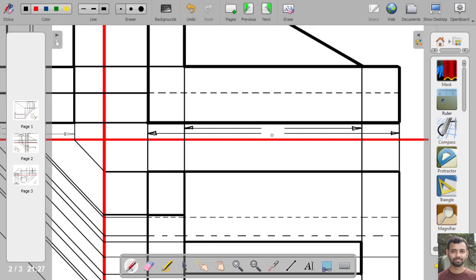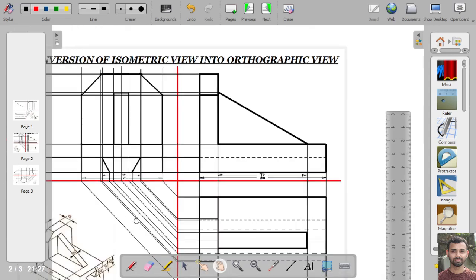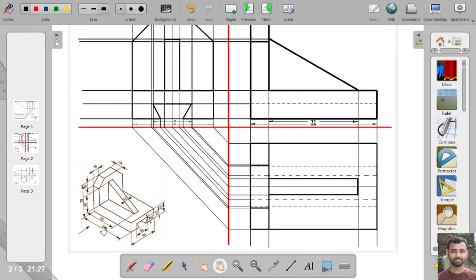So this one will be 100, this one will be 70. Okay, so this dimension is over. Next dimension is, this is 100 and this is 70, and the next part is these dimensions.